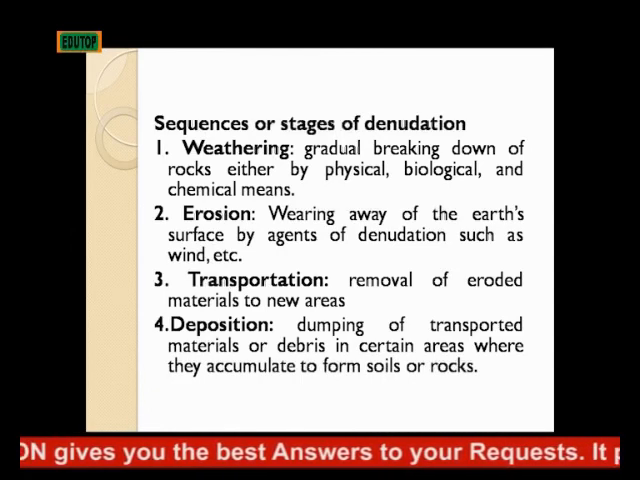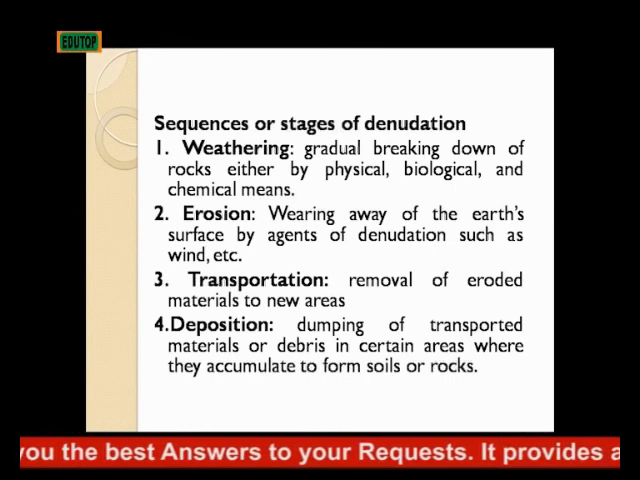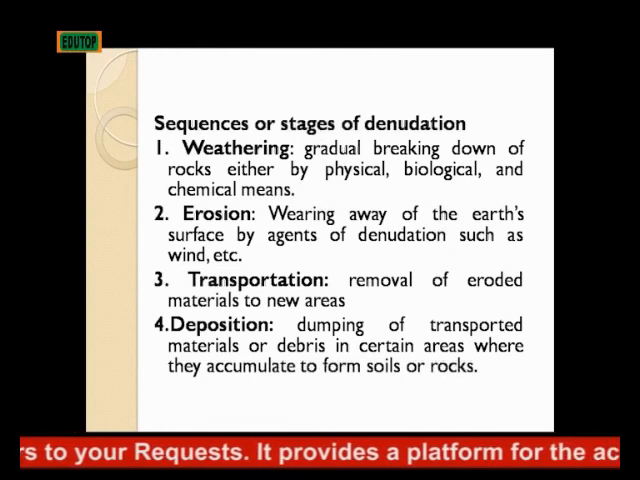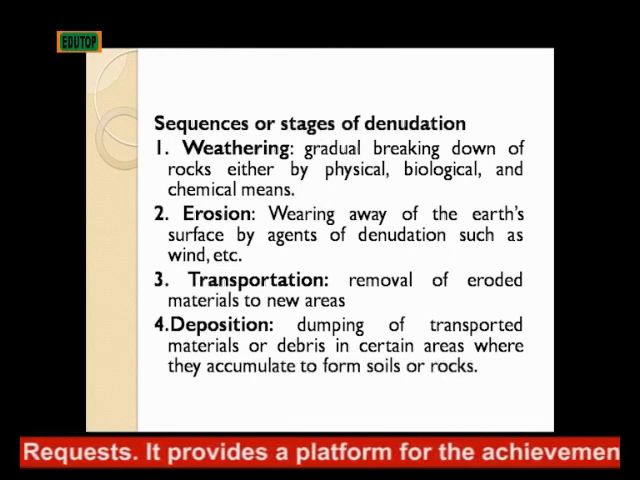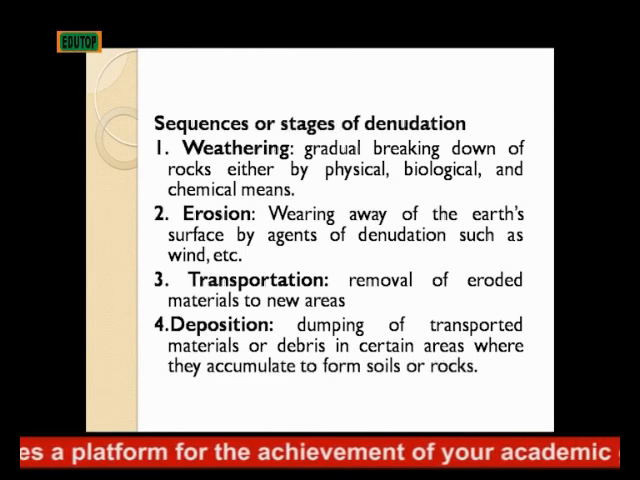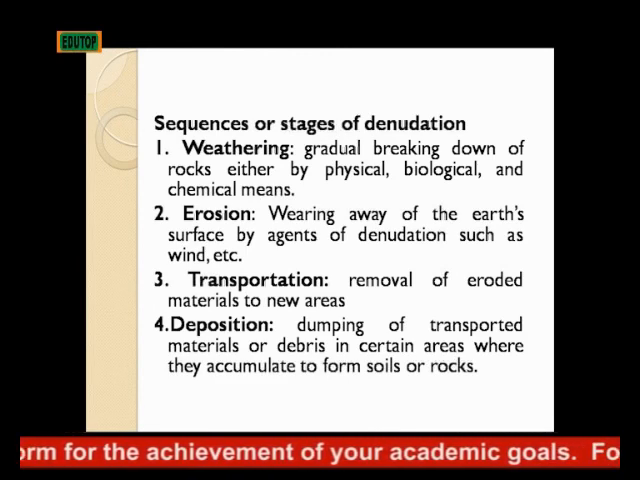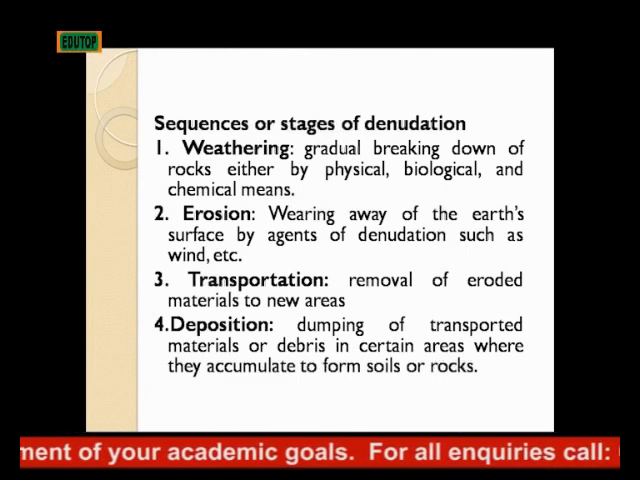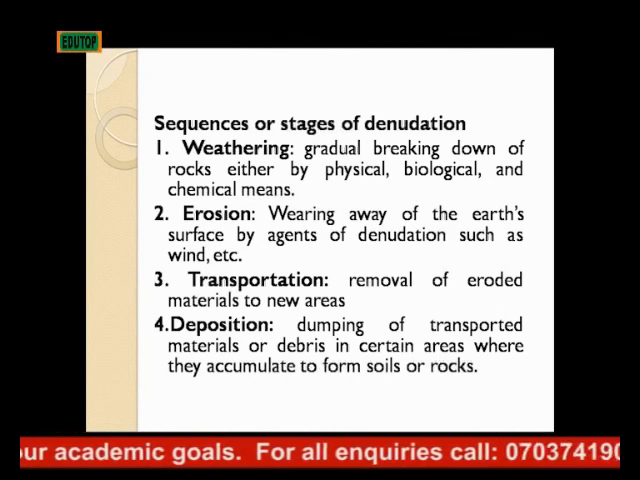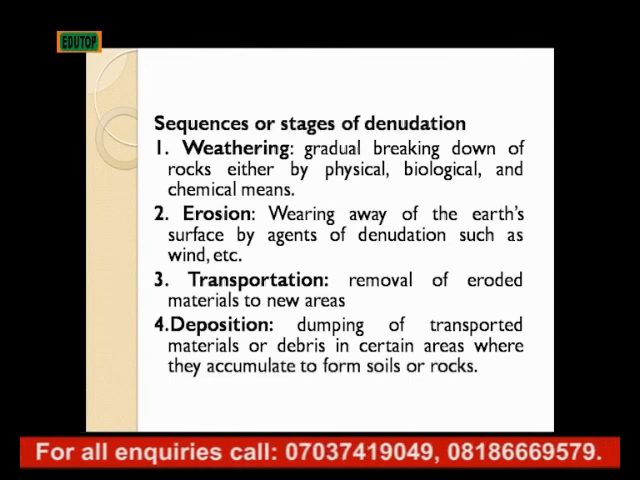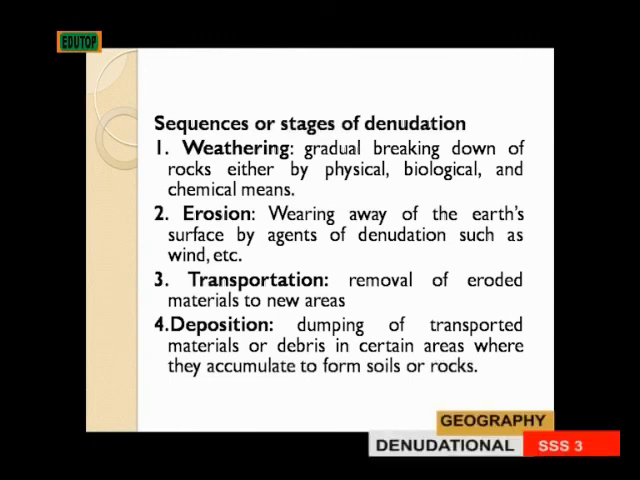Now the final stage, which is the 4th stage of denudation, is deposition. As the loose materials have been transported, they don't transport them forever. There is a point where they are dumped. So the dumping of these transported materials or debris at certain areas or places is known as deposition. And as they are deposited over time, they form soils and rocks.